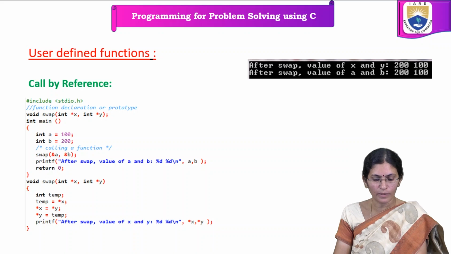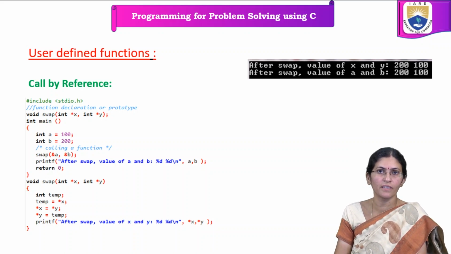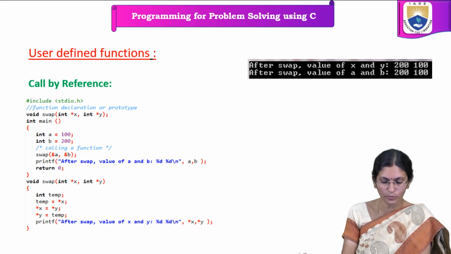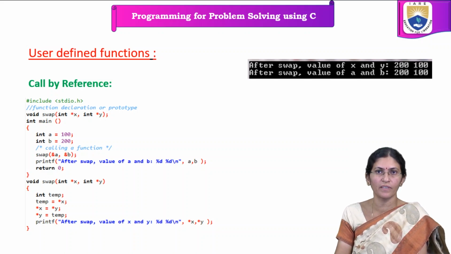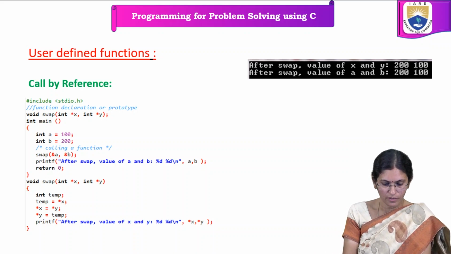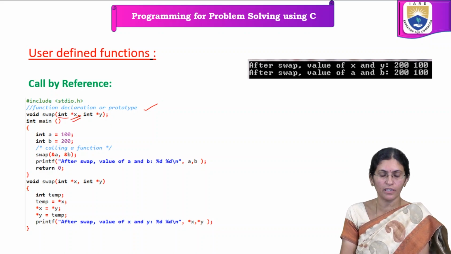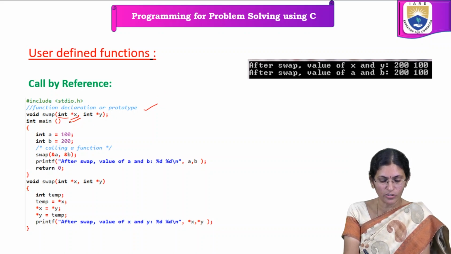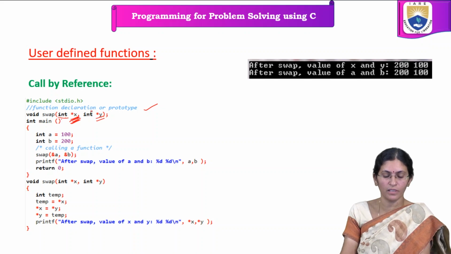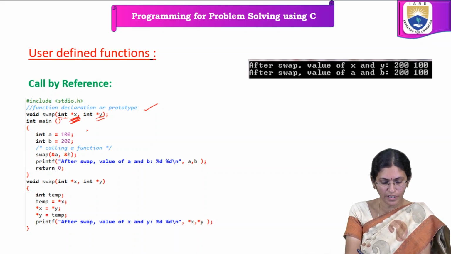Next, another one is the call by reference method. The same program for swapping two numbers, but if you pass the address of the variables instead of passing values, that is called call by reference. In the function declaration, star X means this is a pointer to an integer variable, and data type is int. Likewise for Y. So we have declared two pointers, X and Y.